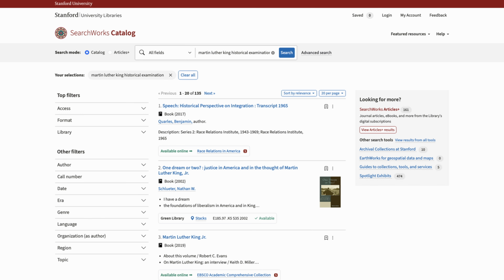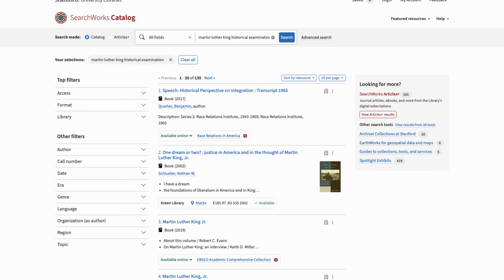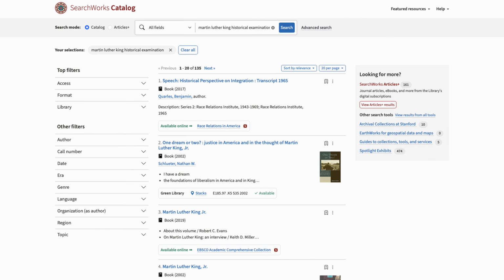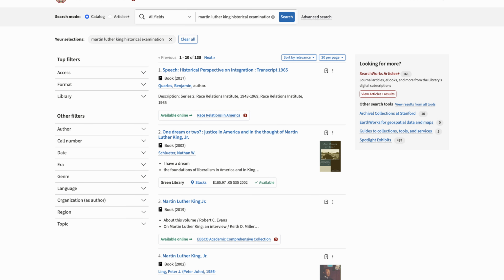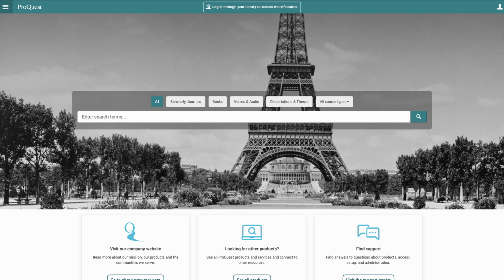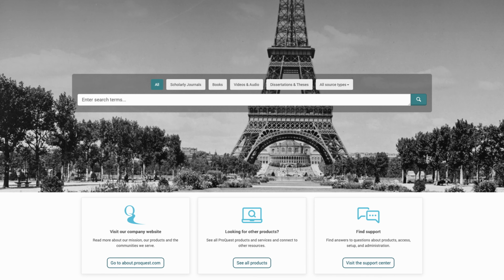To highlight the differences in sources, let's look at this example. Nerd Squirrel searched for Martin Luther King Historical Examination in SearchWorks and found many scholarly books. This Stanford.edu site is an example of a reputable one. Many academic articles that come from databases are online, so they may appear on a .com website.